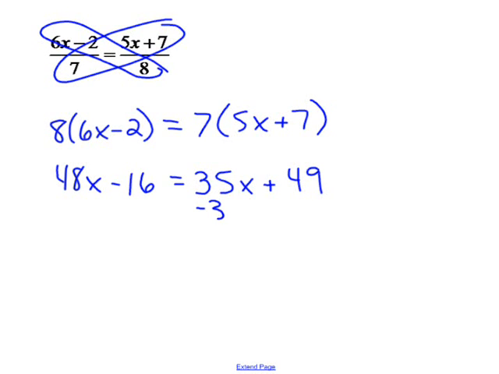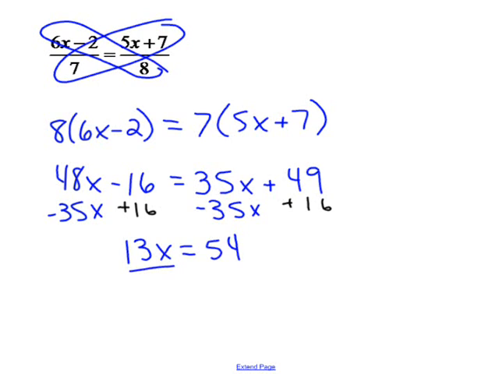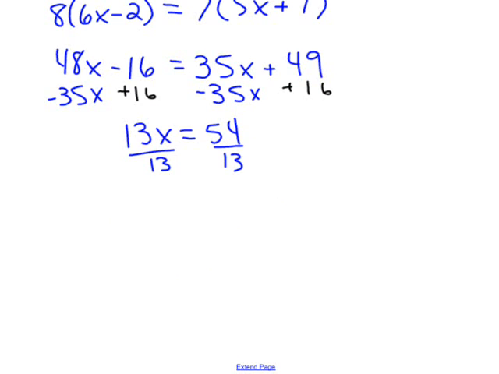You want to get your x's to the same side, so we're going to subtract 35x. And then we want to get rid of that 16 also, so we're going to add 16 to both sides. 13x equals 54. We divide by 13. Not 54, 65. X equals 5. Now these were just solving for x, so we don't need to go back and plug x into anything like we did before.